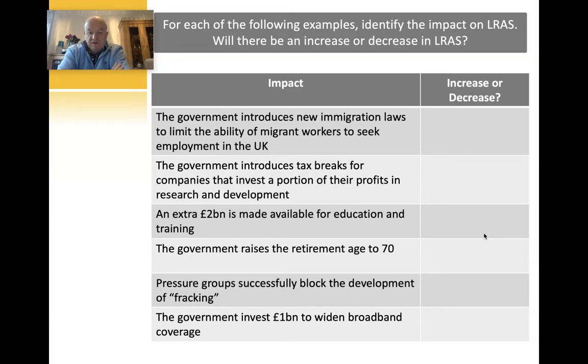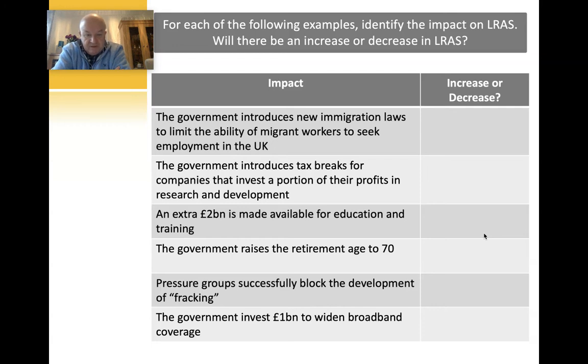Okay, so the first one then, the government introduces new immigration laws to limit the ability of migrant workers to seek employment in the UK. That would actually cause a decrease in LRAS because the overall level of labour would fall. Then we're talking about the government introducing tax breaks for companies that invest a proportion of their profits in research and development. Well, that research and development in the long run should actually increase the long run aggregate supply.